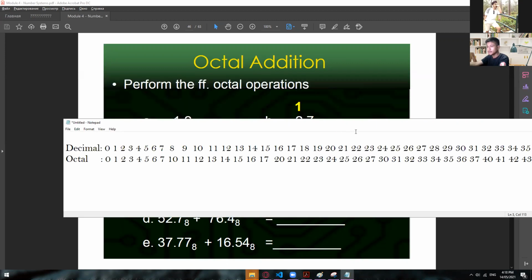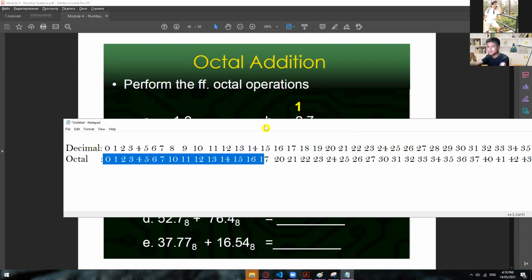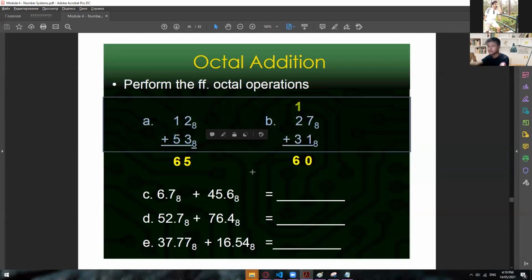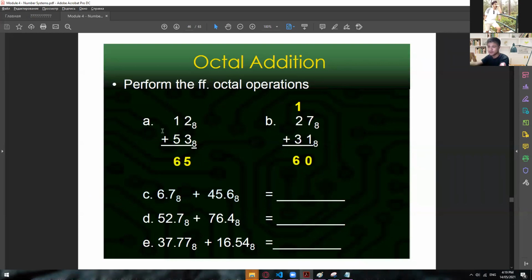Okay. So, sir, why did you list those decimal sequence and then octal sequences? To make the octal addition much easier. Okay. Like, for example, in letter B later on. But for now, let's answer letter A.